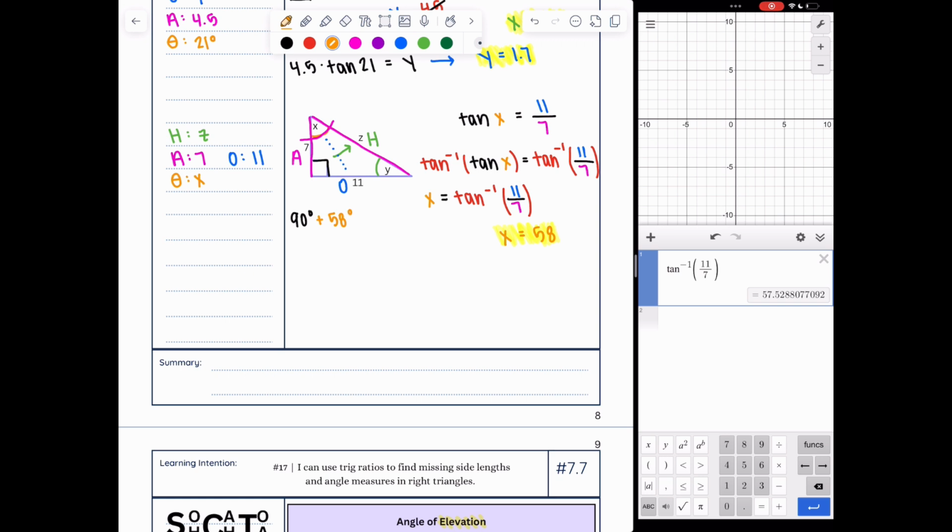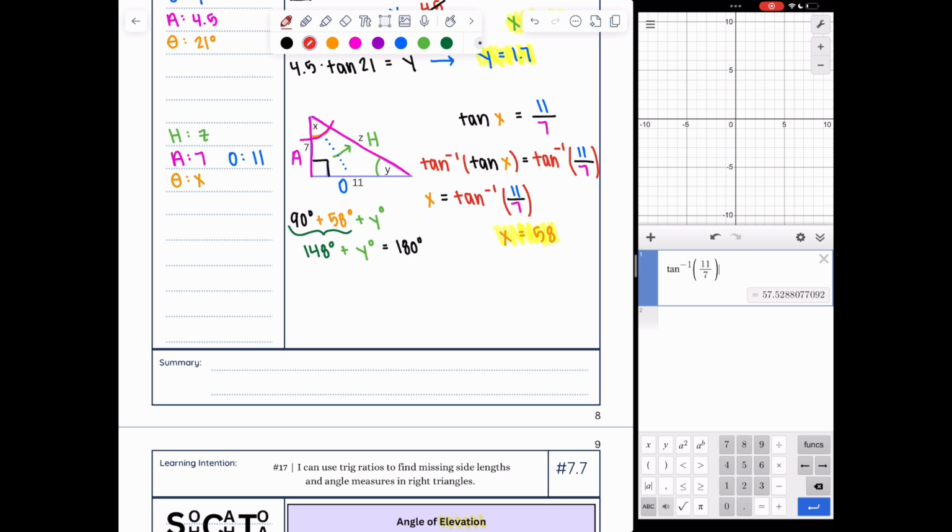I notice that there's a 90-degree angle, and I just found out there's a 58-degree angle. I know that that third angle, that's y, has to come together so that all three of those angles make 180 degrees. This is something that I know is true about every single triangle. So if there are 90 degrees and 58 degrees, that means of the 180 degrees, 148 of them are being taken up by those first two angles. That means that whatever is left over is going to get me to 180 degrees.